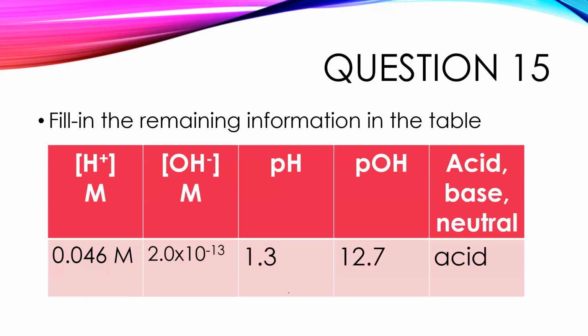All right, you should have gotten that you had a 2.0 times 10 to the negative 13th hydroxide ion concentration, a pH of 1.3, and a pOH of 12.7, indicating that this was an acid to you.